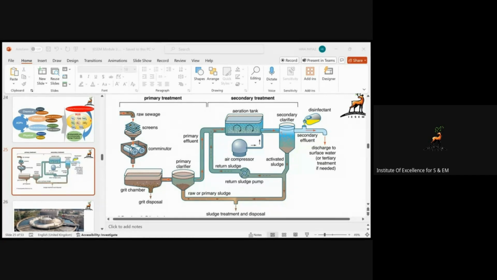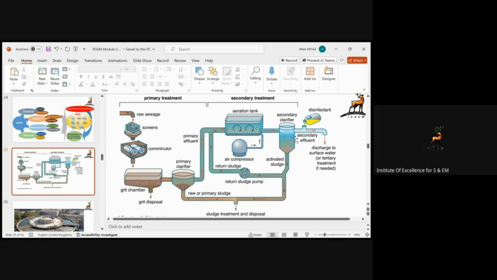So can you please tell me what type of disinfectant we can use at this step? I have already told you that you can use chlorine as a disinfectant agent. So you can use chlorine, and then the secondary effluent can be discharged to the surface water. Or if you are going to recycle the water to such an extent that it can be used as drinking water, you can go for tertiary treatment if needed.